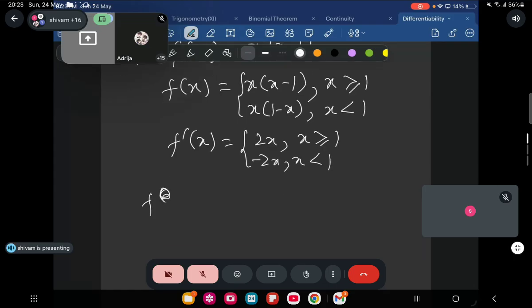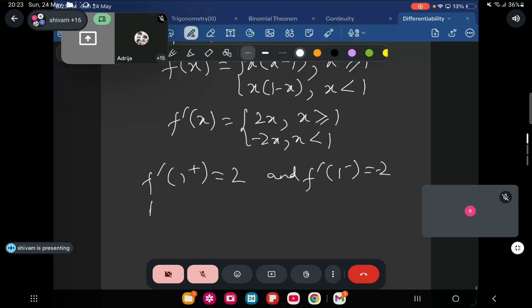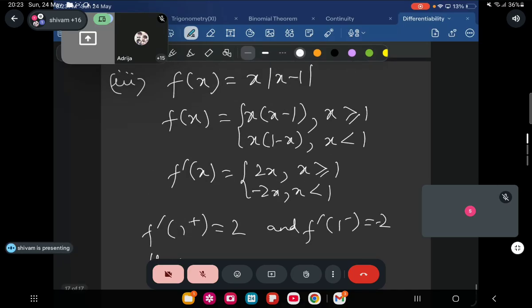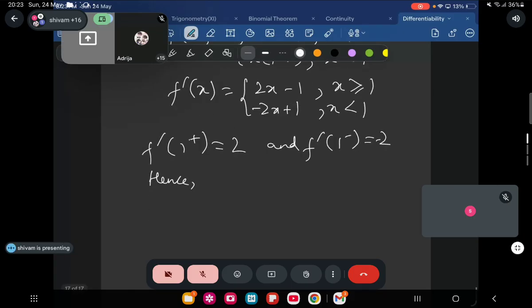So what is f dash at 1 plus, everyone? f dash at 1 plus will be equal to 2, and f dash at 1 minus will be equal to minus 2. So hence it is not differentiable. Oh, okay, wait. 2x minus 1, and over here minus 2x plus 1. Okay. Are you getting? Yes, sir. Differentiable at x equal to 1.